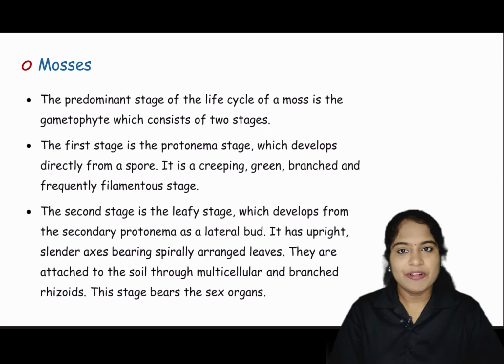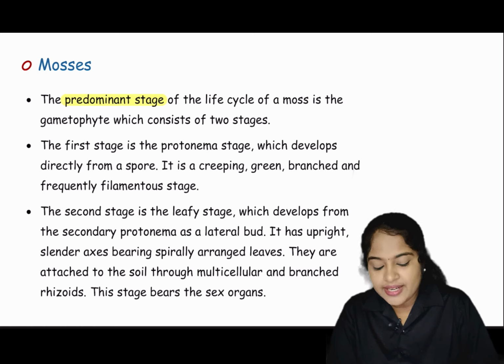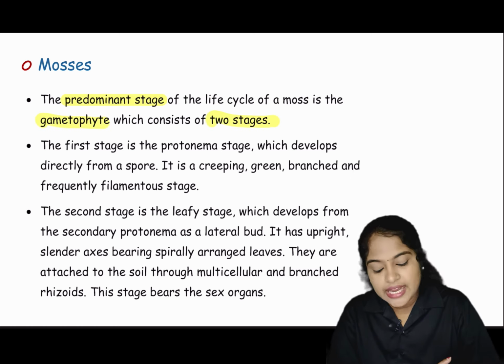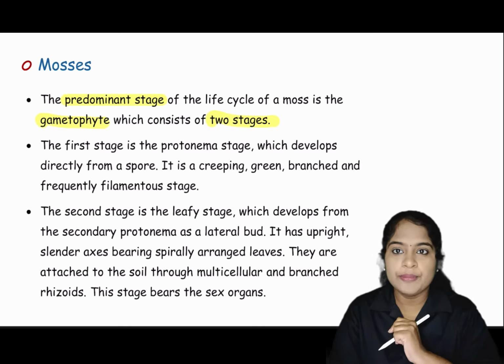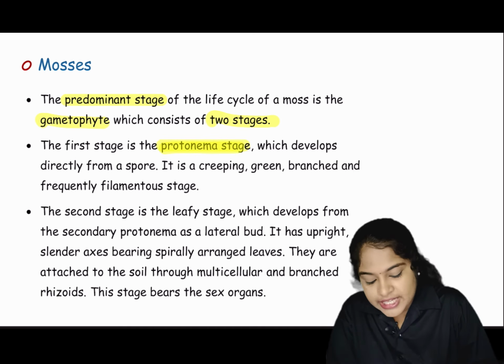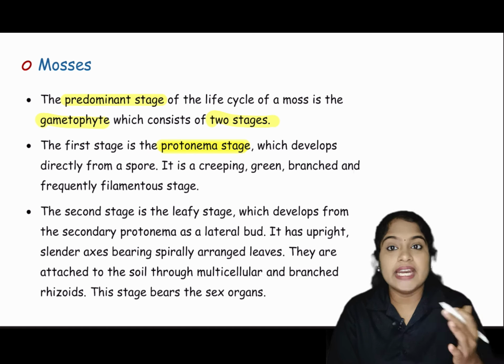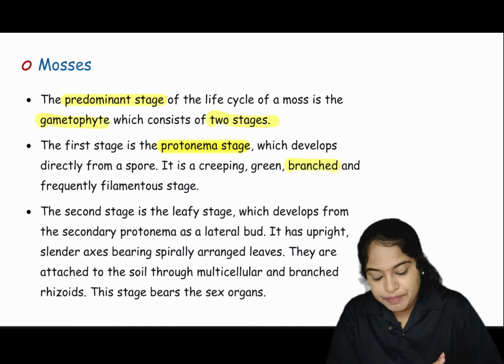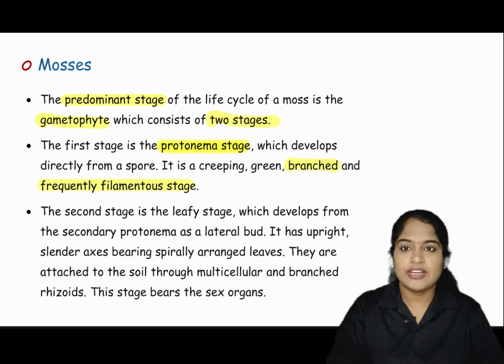Mosses are another type of bryophyte. Their prominent life cycle stage is the gametophyte, and this stage contains two stages. One is the protonema stage and the other one is the leafy stage. So in the protonema stage, what happens? This develops directly from spores, and it is a creeping, green, branched, frequently filamentous structure.